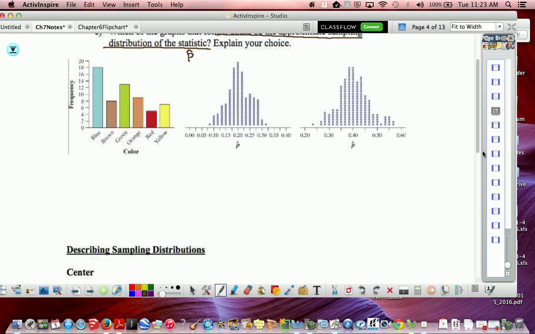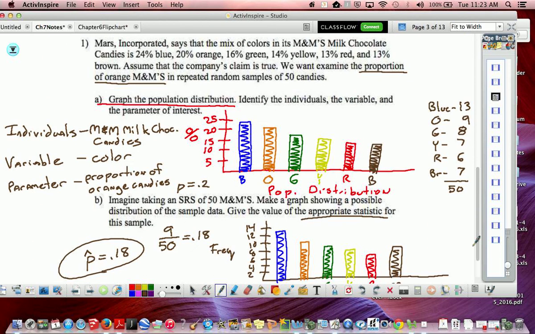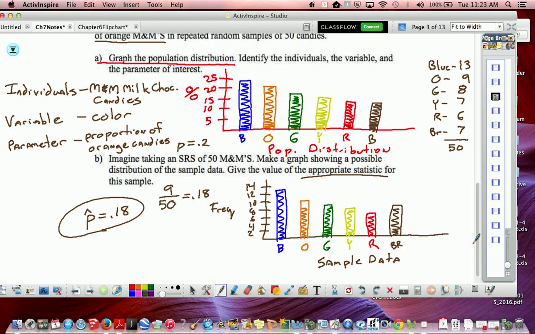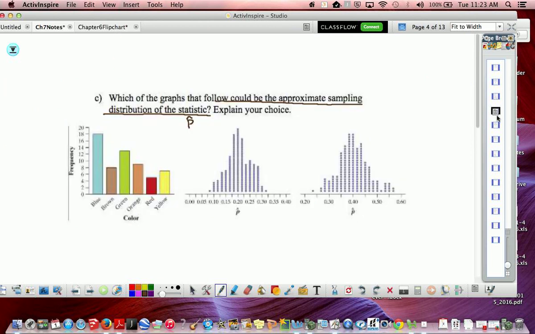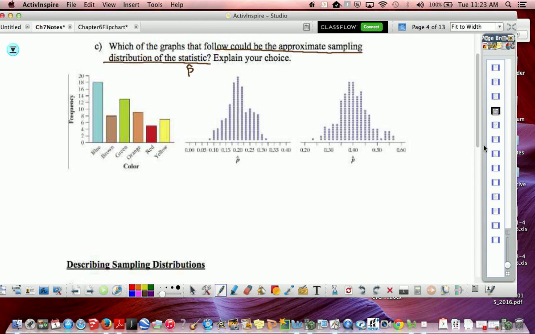What does the first one look like? It looks like a bar graph of something like this, doesn't it, here at the bottom? So graph A is just one sample. So it's similar to a result, similar to our graph in part B. So this one is not the choice we're looking for.